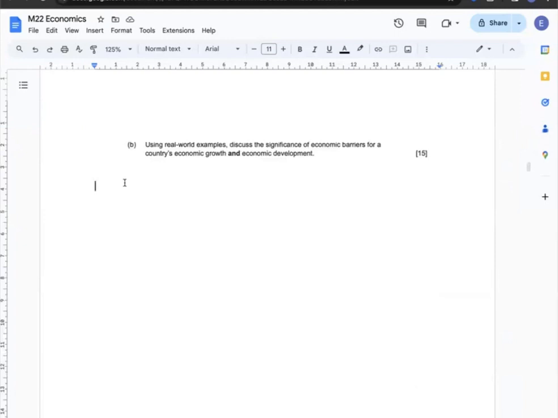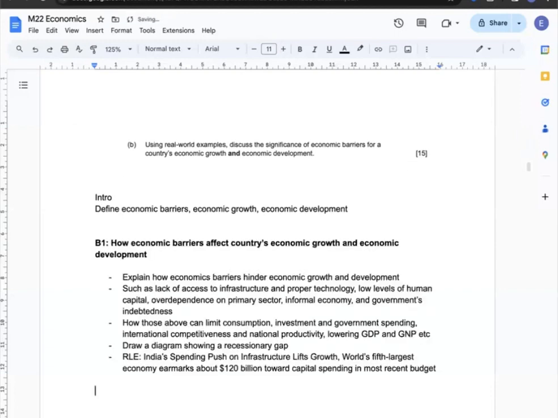Option B, using real-world examples, discuss the significance of economic barriers for a country's economic growth and economic development. Intro will define economic barriers, economic growth, and economic development. First, I can analyze how economic barriers affect countries' economic growth and economic development.